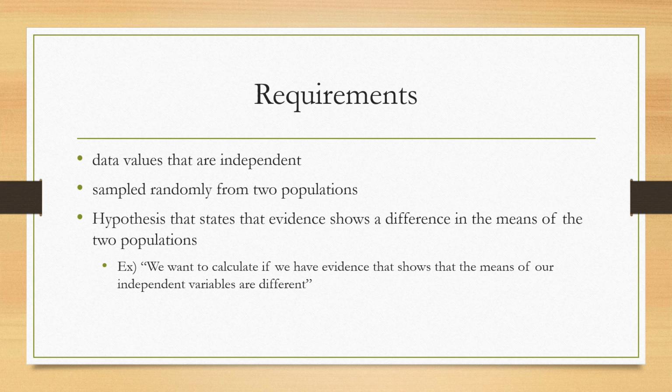To use the two-sample t-test, you need data values that are independent and are sampled randomly from two populations. Also, you need a hypothesis that generally states that the two groups' means are different. For example, you could say we want to calculate if we have evidence that shows that the means of independent variables are different.